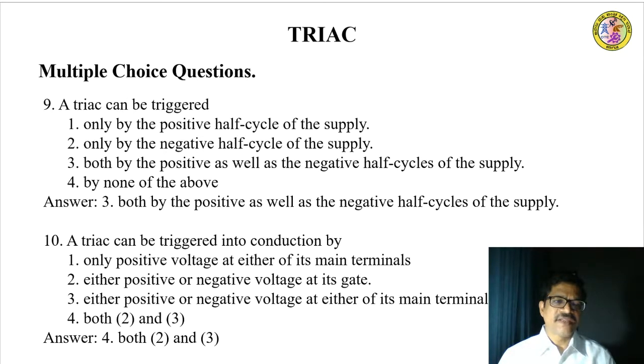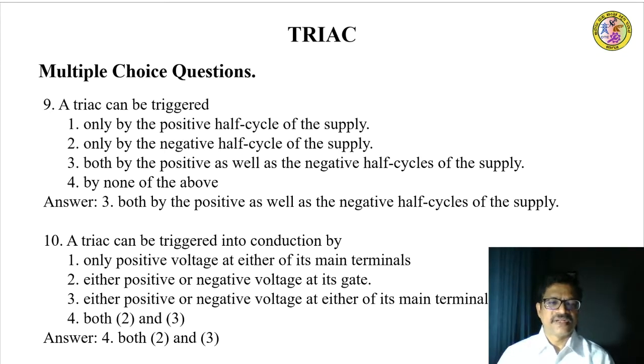Question number 9. A triac can be triggered only by the positive half cycle of the supply, only by the negative half cycle of the supply, both by the positive as well as the negative half cycles of the supply, by none of the above. The answer is 3, both by the positive as well as the negative half cycles of the supply.